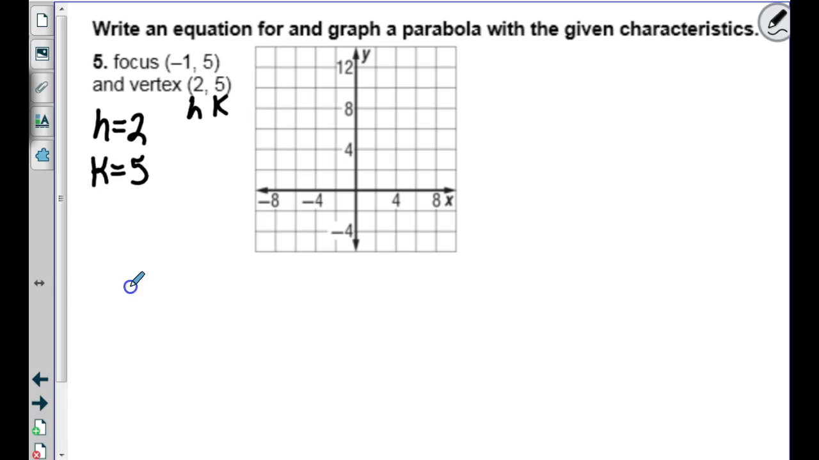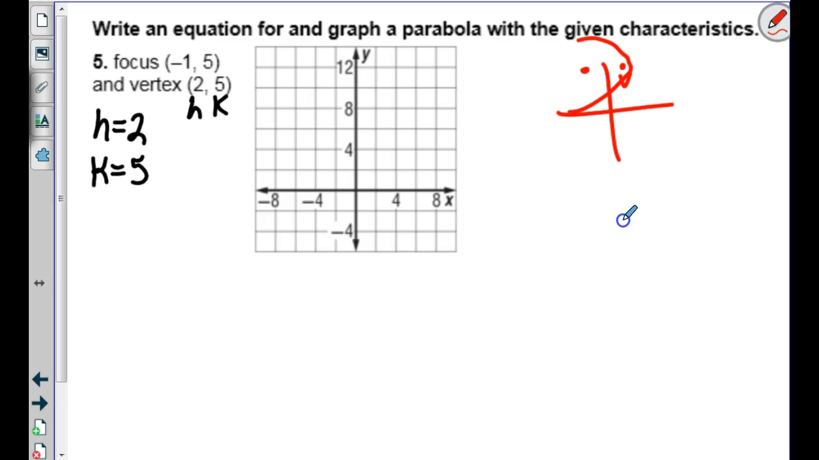Now, you might be able to figure out by looking at this whether it's going to open up, down, left, right. Which one of the choices has the same K for the focus and the vertex? This K value stayed the same. Do you see that? It has to be sideways. I would have never done that. I would have done a tiny little sketch. I would have said, okay, let's see, (-1, 5), (2, 5). This is the vertex, so it's going this way. I would have just sketched it and realized which way it was going. All right, so it's going left.